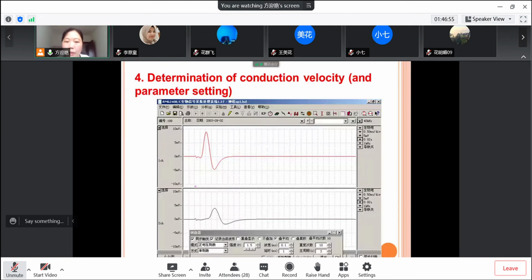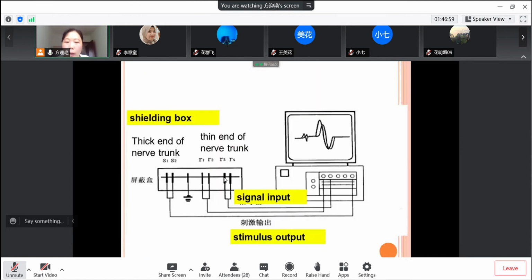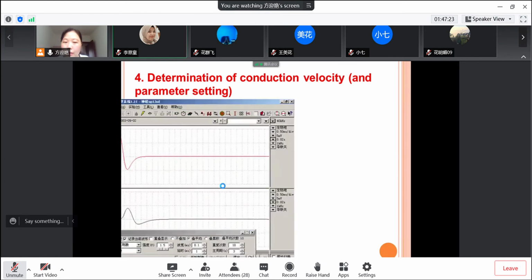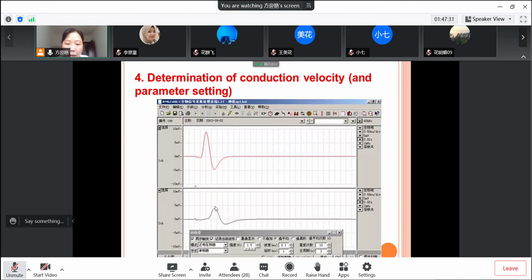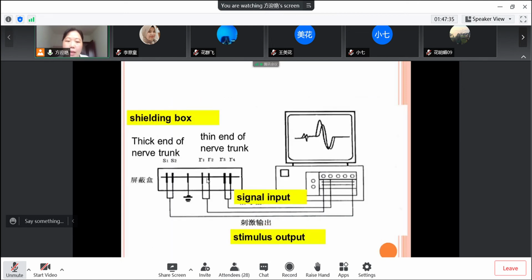It means the action potential conducted from channel 1 to channel 2 should spend 0.03 second. Understand? In the wave, we can see about 0.03 second. That means the action potential conducted from channel 1 to channel 2 spends 0.03 second, and this distance is about 1 centimeter.